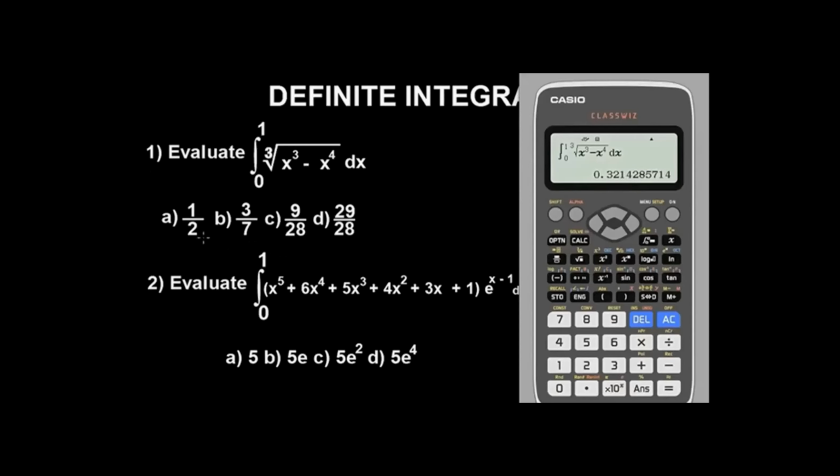So we'll begin with option B. 1 over 2 is 0.5, that's half. Let's check option B and see if it gives us 0.321. To convert this to decimal, you simply press equal to, then press SD. Now we have 0.321. So let's check option C.